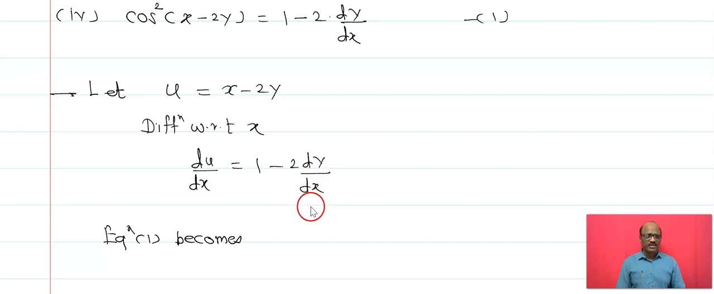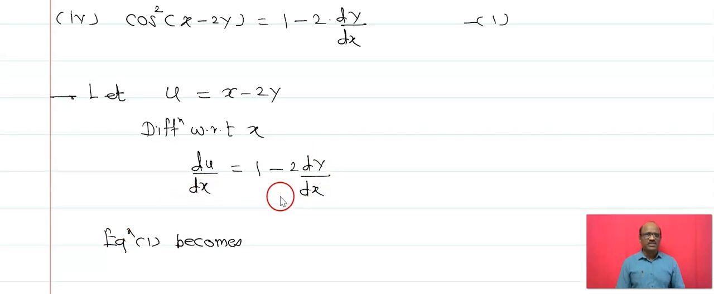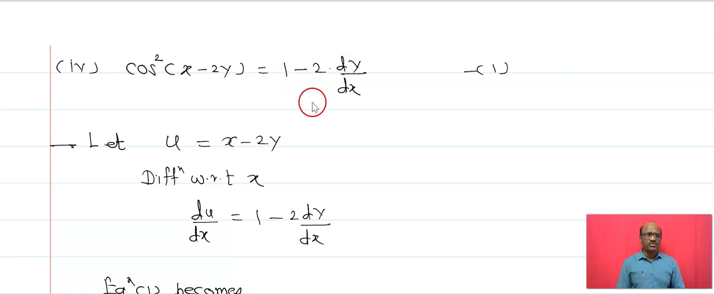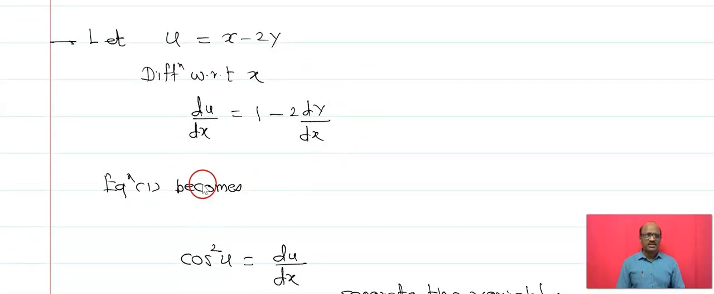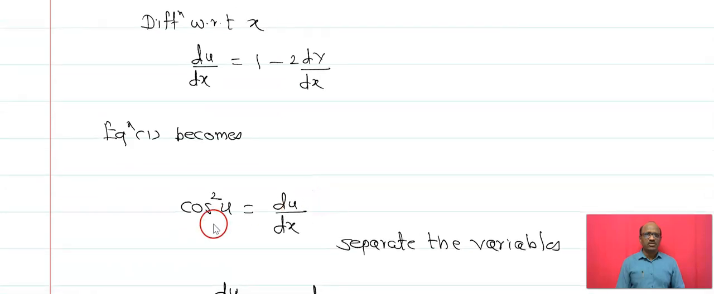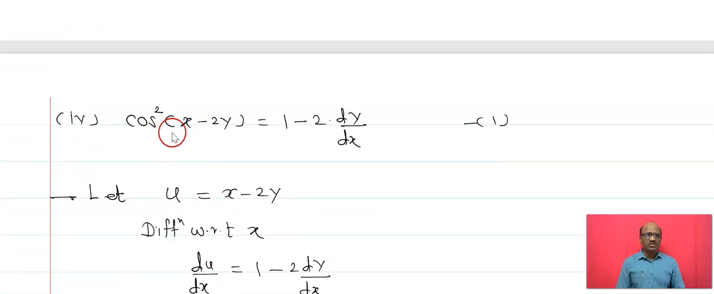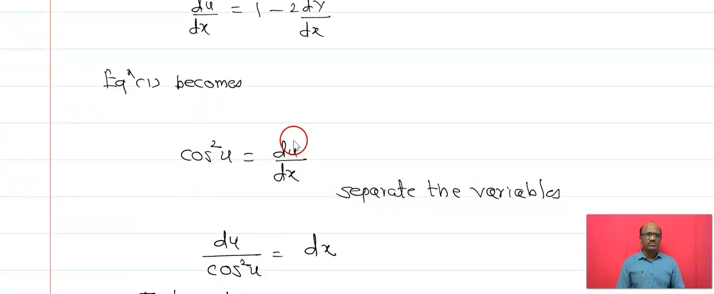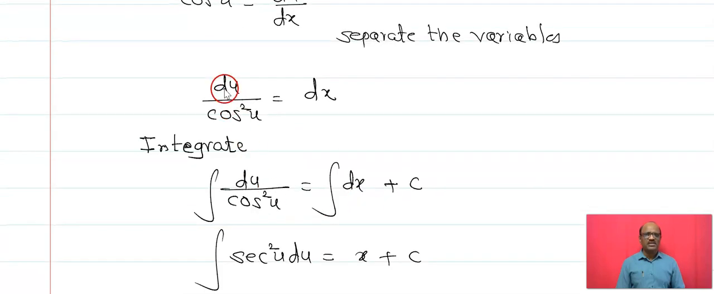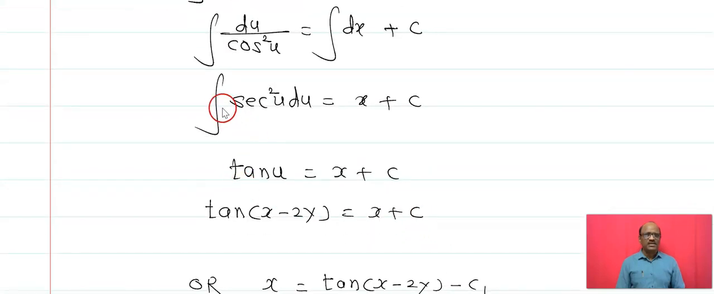Sorry, dy by dx. Therefore the equation 1, the value of 1 minus 2 into dy by dx is du by dx. Therefore this equation number 1 becomes cos square u is equals to du by dx. Separate the variables. Du upon cos square u is equals to dx. Now integrating on both sides, then you will get sec square u into du is equals to integral of dx is x plus c. Now integral of sec square u is tan u, that's equals to x plus c.